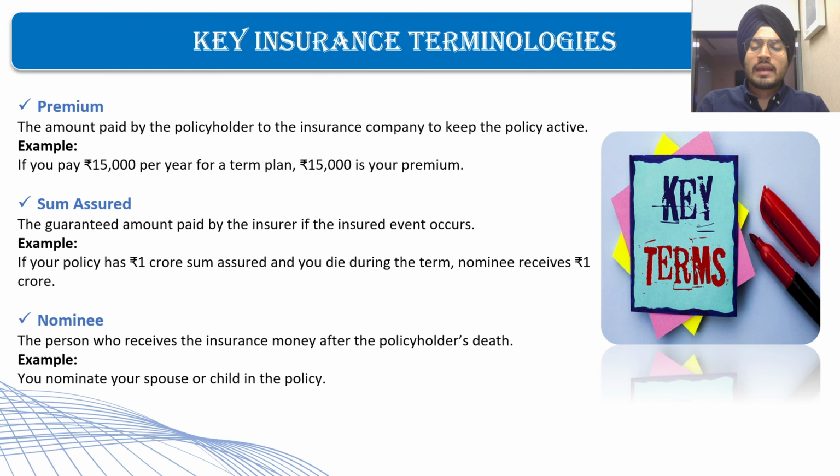Sum assured, the guaranteed amount paid by the insurer if the unfortunate event occurs. Example, let's suppose we have a term plan of 1 crore sum assured, and if the policyholder dies, then the nominee will get 1 crore amount. Nominee, the person who receives the insurance money after the policyholder's death.